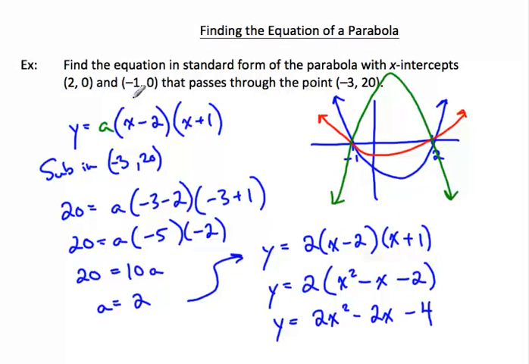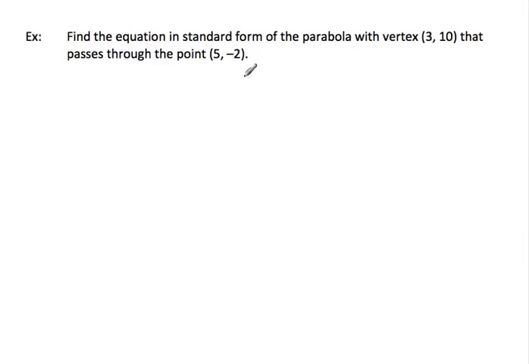Remember again, the steps were: we took the x-intercepts we were given, we put them into the x-intercept form of this parabola, we let a be an unknown vertical stretch factor, we subbed in the point that we were given, and we solved for the vertical stretch factor. Let's do another example. This time we're given the vertex instead of the x-intercepts, but we're going to approach it in the same way. We're asked to find the equation in standard form of the parabola with vertex (3, 10) that passes through the point (5, -2).